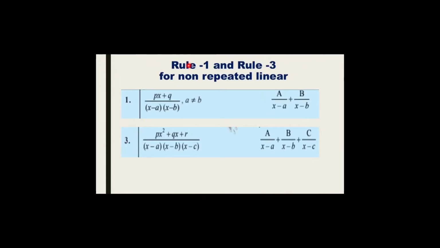First of all, I am taking rule 1 and rule 3 together, where the case is of non-repeated linear factors. Here the factors in the denominator are linear as well as non-repeated. The first rule is for the rational function where both factors are non-repeated linear. Then we take a upon the first linear factor and b upon the second linear factor. We will take two constants a and b as there are two factors in the denominator. Similarly, for the third rule, the denominator has three linear factors, or all the three factors are non-repeated linears. Therefore, we take three constants a, b and c for these three linear factors.